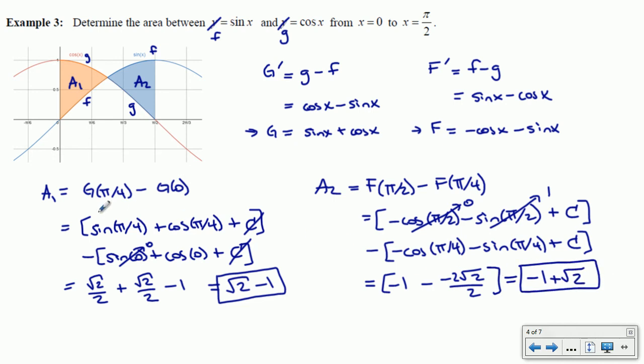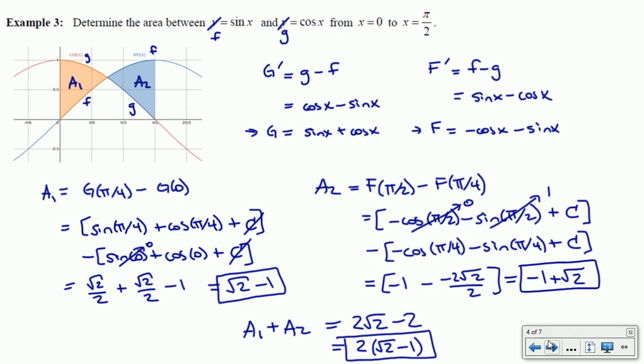Now the total area, area 1 plus area 2, we're just going to add this and this together. So area 1 plus area 2 eventually gives us 2 root 2 minus 2, and we can factor a 2 out of this, giving us 2 times root 2 minus 1 units squared.